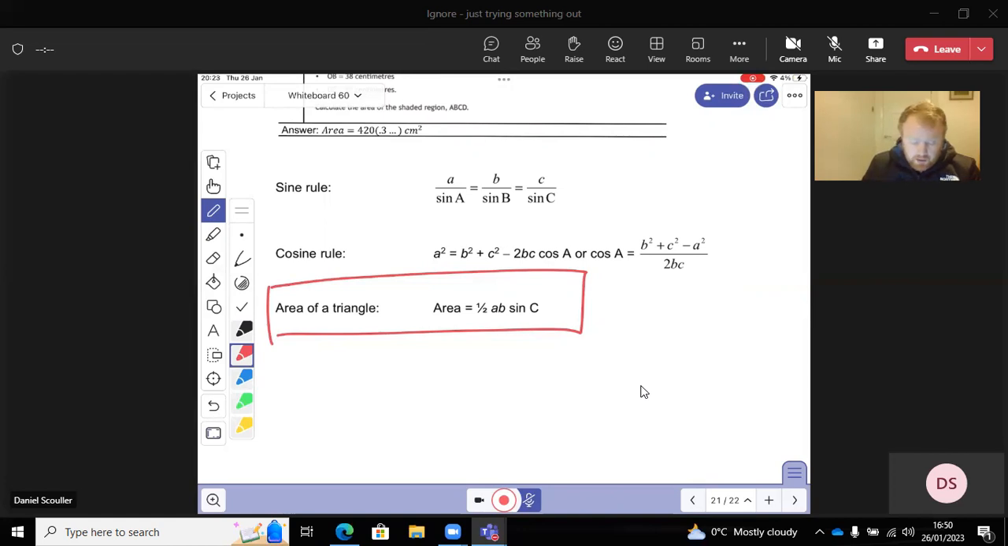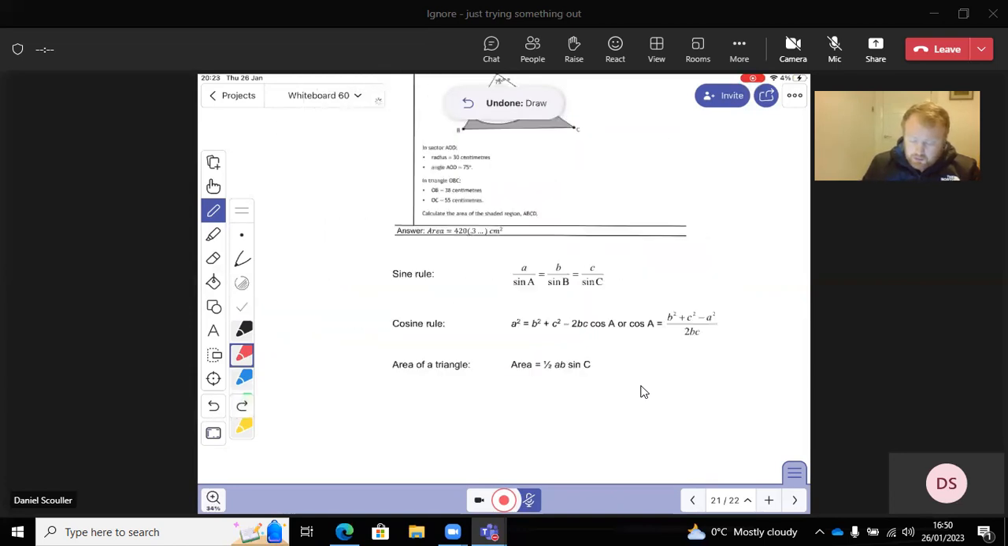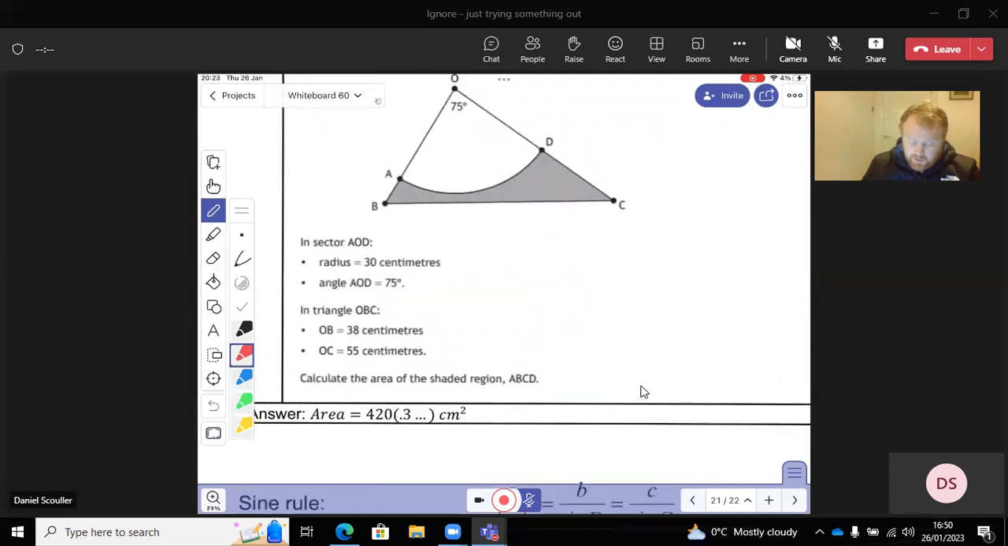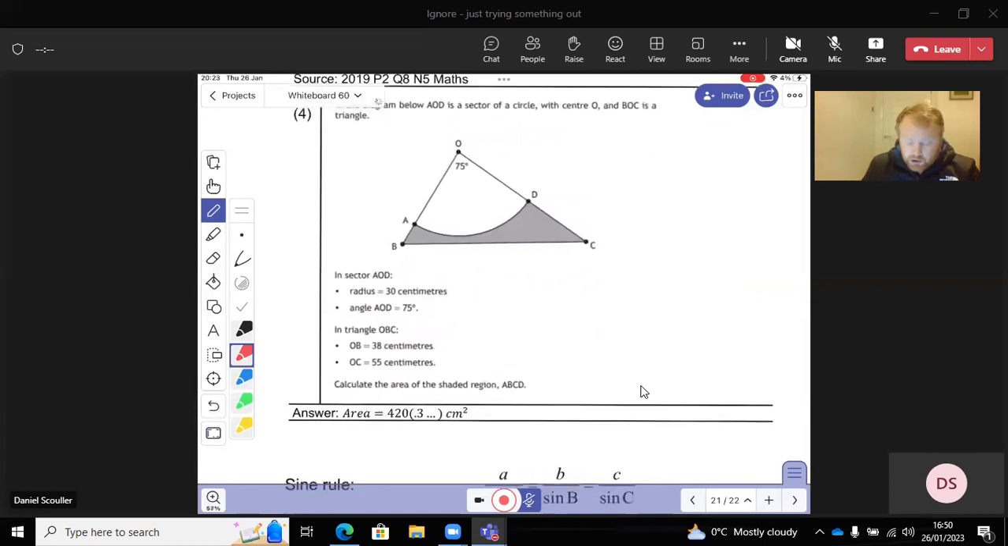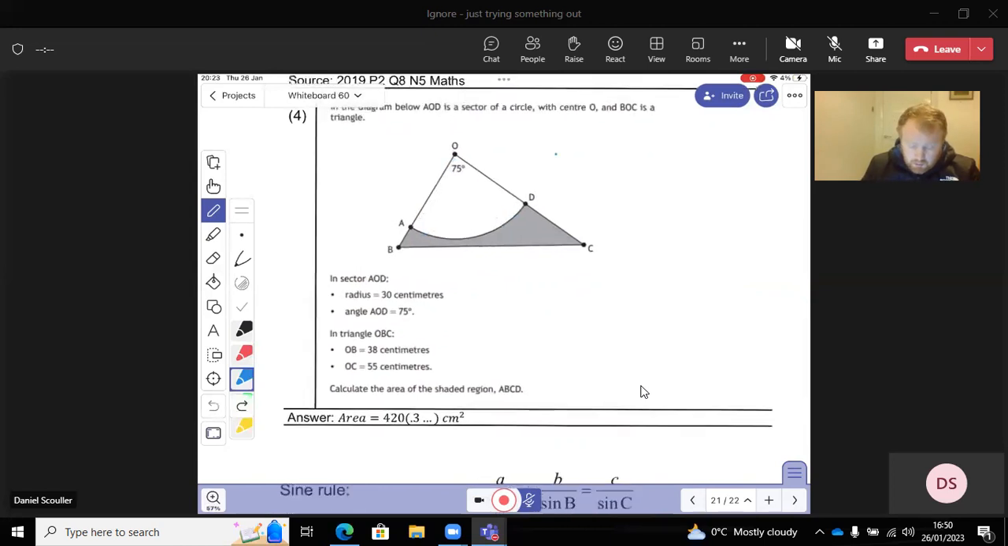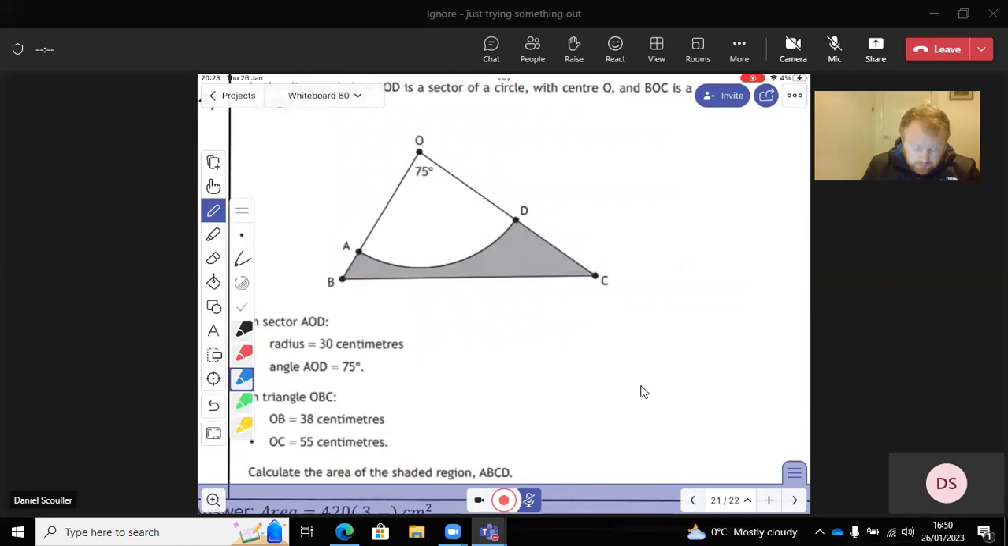So the first thing we need to do as part of this question is go up to it, and we're going to find the area of the triangle first. If we're finding that shaded area, then we want to find the whole area of triangle OBC and then remove the sector from it. So we just take away the sector. We've got an angle, we've got length OB, which is 38, and we've got length OC, which is 55.